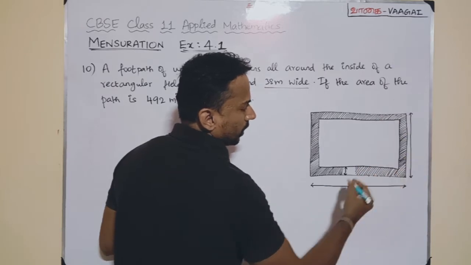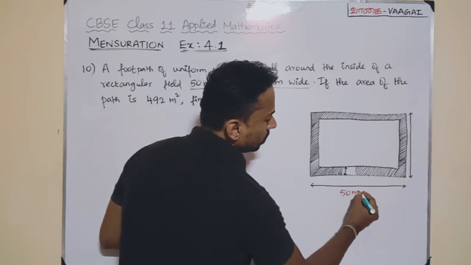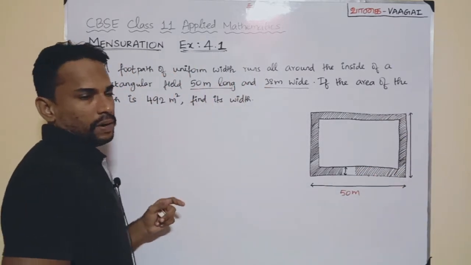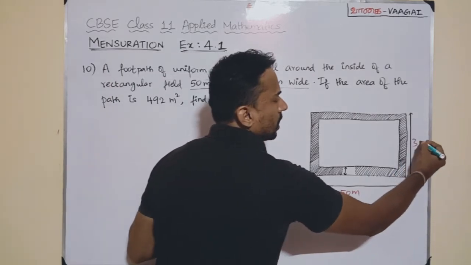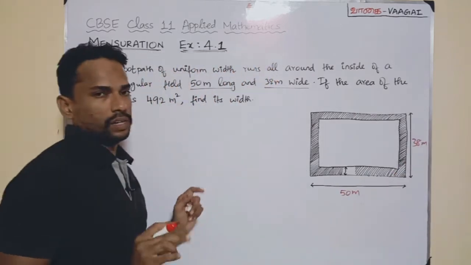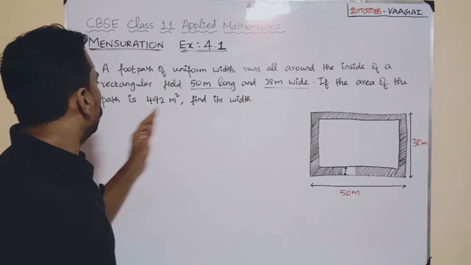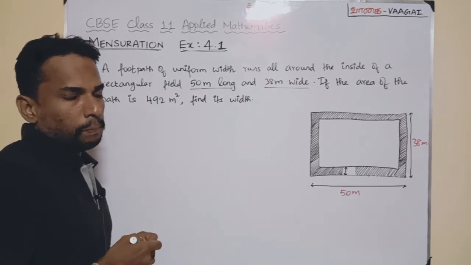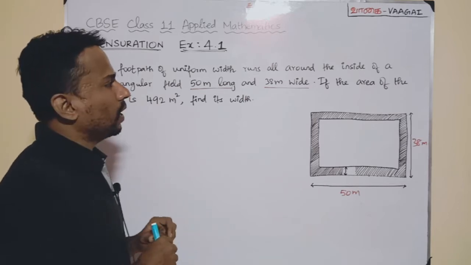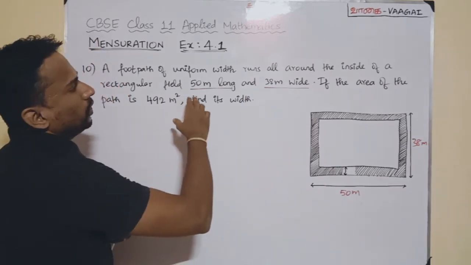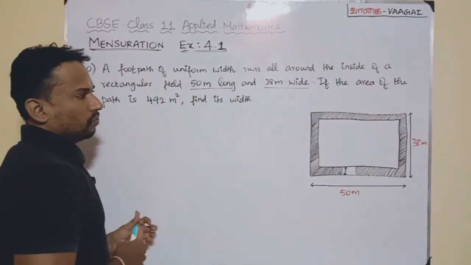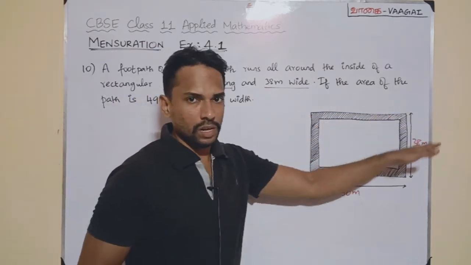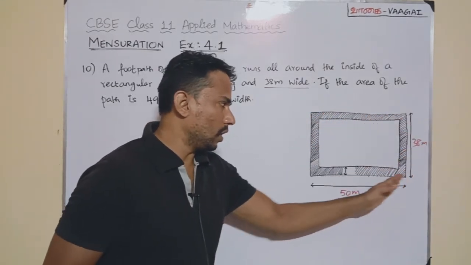So here I have drawn a rectangle. This is 50 meter length and 38 meter wide. So breadth is 38 meters. We'll note it here. If the area of the path is 492 meters square, now there's a pathway inside that rectangle. How is that pathway? It is going to be around the inside of the rectangular field. So it will be like this, running around the rectangular field.